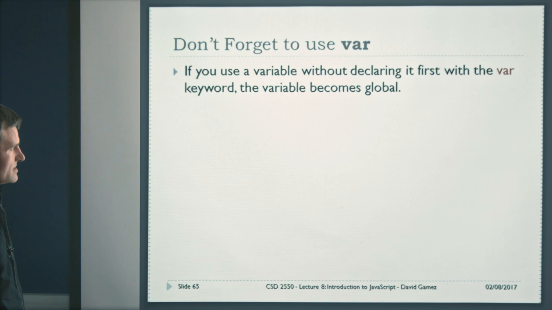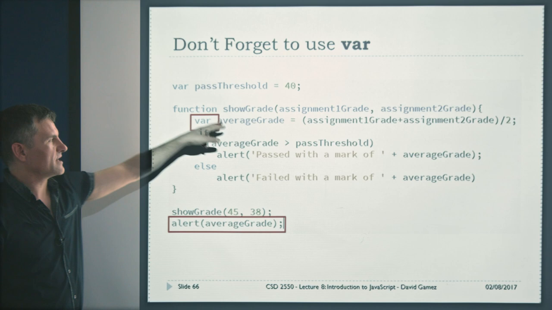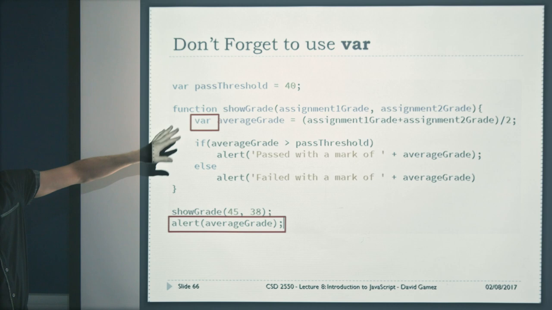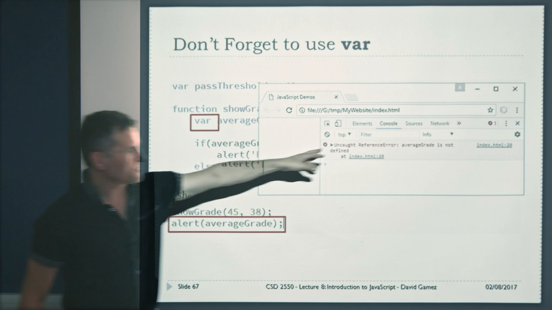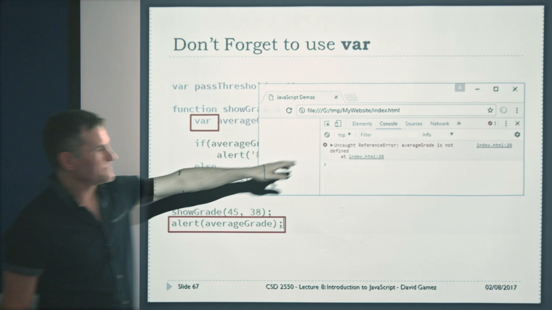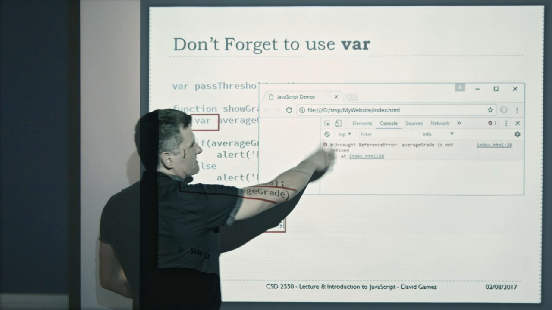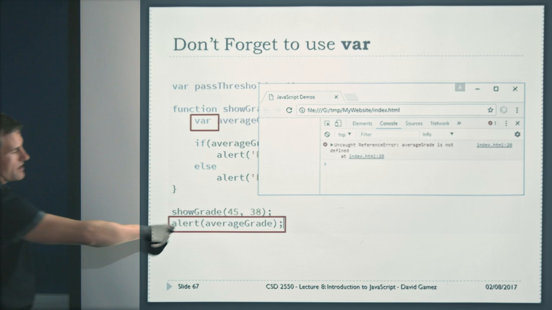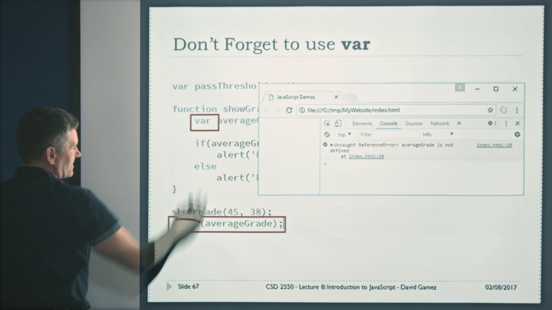So in this case, I've used var to declare average grade. And that means the average grade does not exist anywhere outside of this function. So if I do alert average grade from outside the function, I'm going to get uncaught reference error, average grade's not defined. And by the way, the debugging tools in Chrome are a great way to see errors in JavaScript. You just run your code in there and you can immediately see errors, and it's a very good way of debugging it. Anyway, in this case, I'm using var, which means the scope of this variable is limited to the function, therefore JavaScript can't find it when I invoke it outside the function.